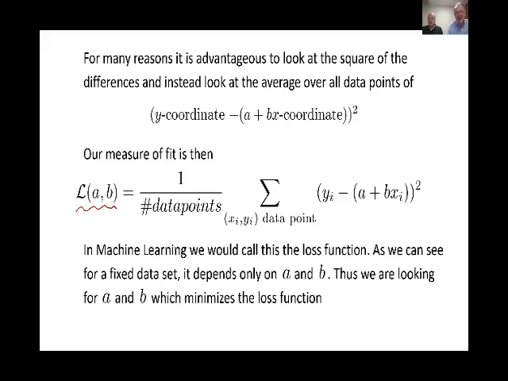Every time I draw a line, for each data point here, I can compute this difference and take the average. So every time I have a line as expressed by these two numbers, a and b, the intercept and the slope, I can construct this number here, which depends on the line. It depends on these two numbers, a and b.